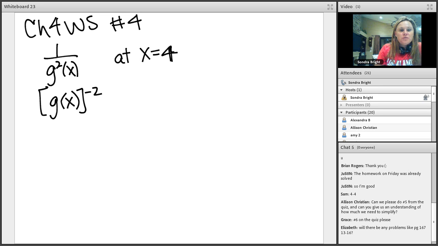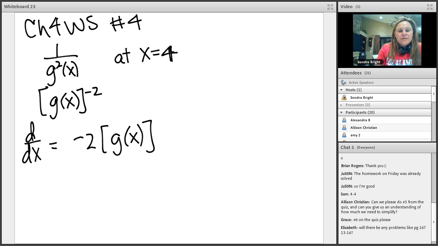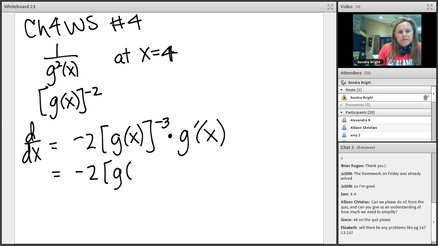Yeah, and then the g squared is the same thing as g of x quantity squared. So I'm going to do that. So now when I take the derivative, the derivative would be negative 2 times leaving it alone, inside to the negative 2 minus 1 would give you negative 3. And then chain rule says times the derivative of the inside. And then we're evaluating this at 4. So now we want g at 4 to the negative 3 times g prime at 4.